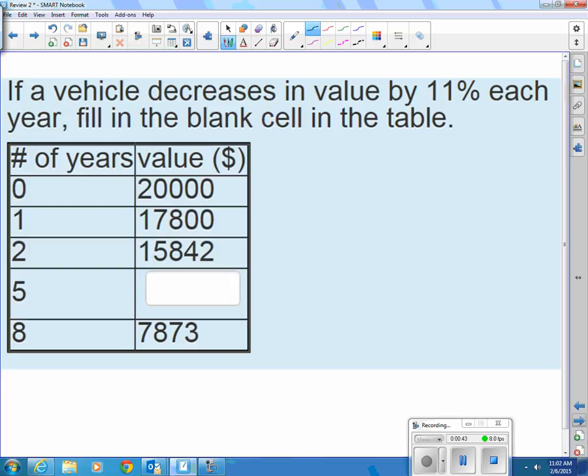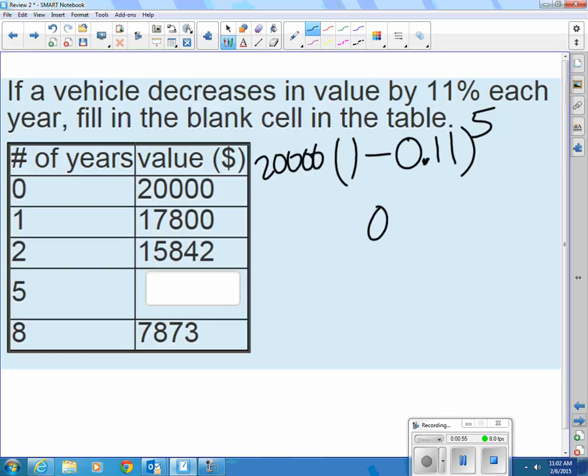The vehicle is decreasing in value this time, so I do 1 minus the 11%. We're going to check after 5 years. The starting value is 20,000. 1 minus 11% is 0.89. Raise that to the 5th power, multiply by 20,000.